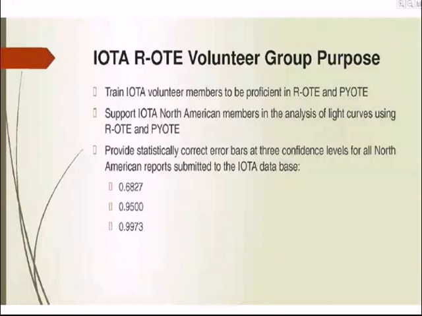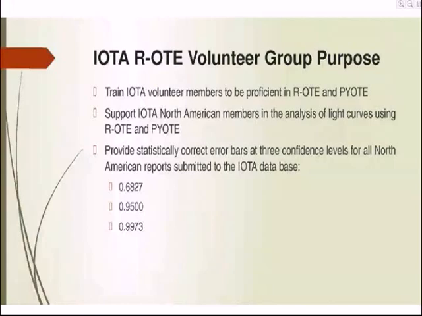So the purpose of our group is to train IOTA volunteer members to be proficient in R-OTE, which is the R-code occultation timing extraction program, and IOTA, a new program that I'll talk about next, the Python occultation timing extractor program. And then when people are proficient at doing this, they can then support new members or Brad if he needs analysis on the side.